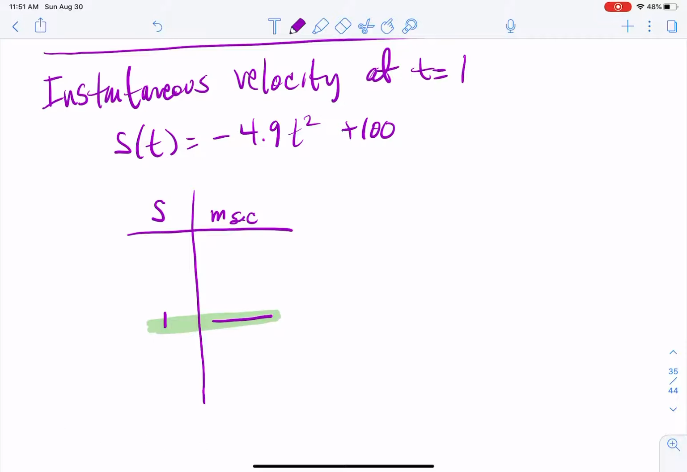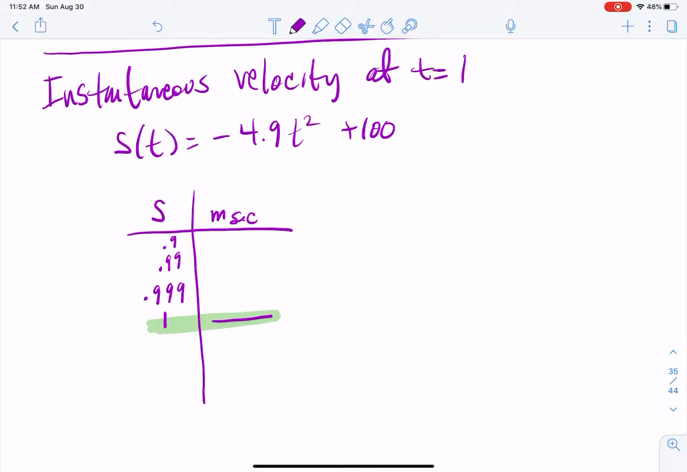So smaller than 1 might be something like 0.999. Maybe a little bit bigger is 0.99, and maybe a little bit bigger is 0.9. So I'm going to find the slope between, say, 0.9 and 1 and write it down, 0.99 and 1 and write it down, then same thing with 0.999 and 1 and write it down, and hopefully we can see a trend of some kind. Is that zeroing in on a particular number?